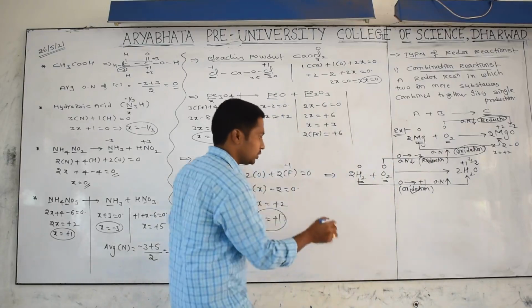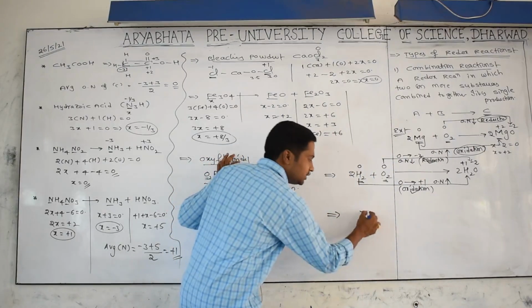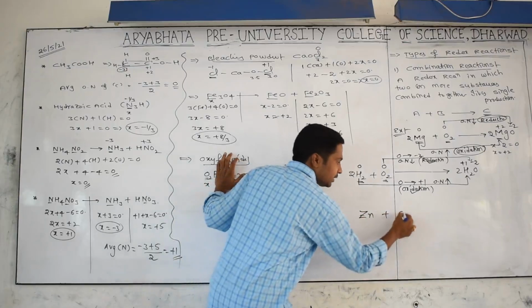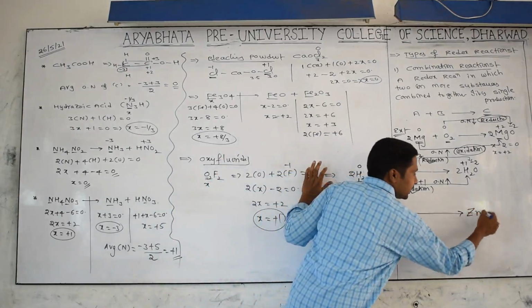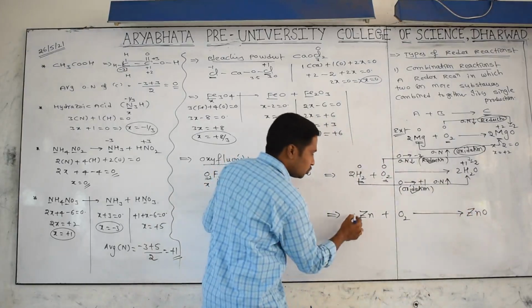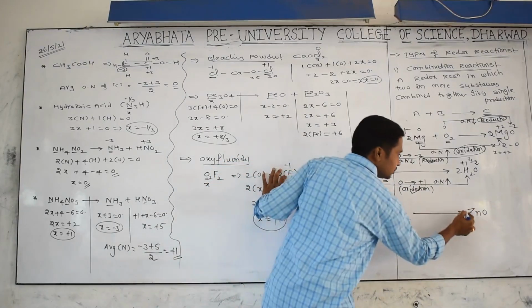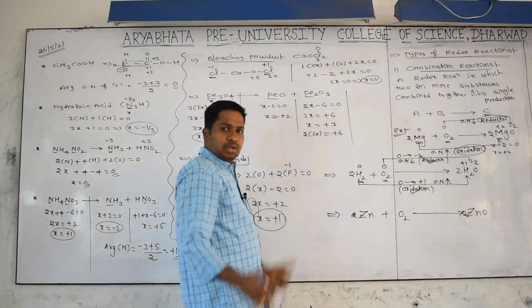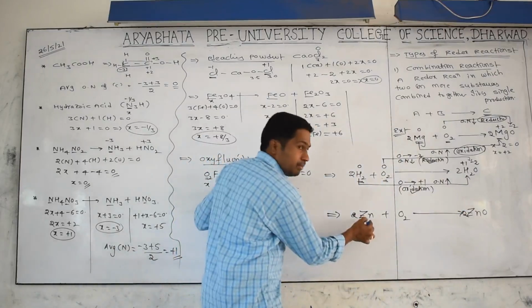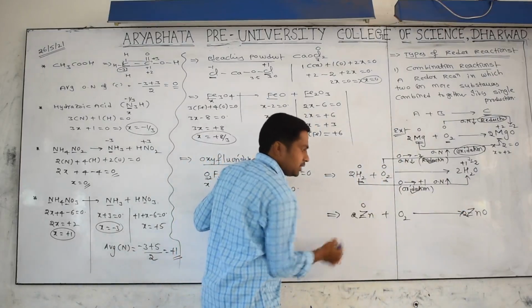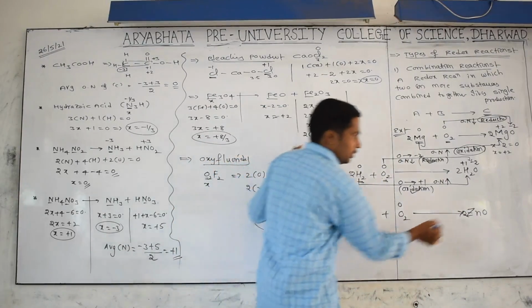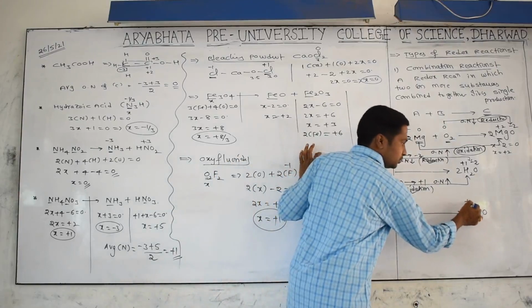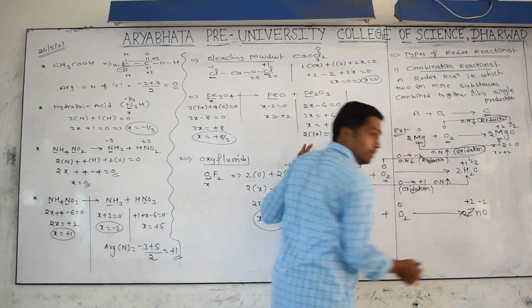I will tell you one more thing, look carefully. Zinc combining with oxygen gives zinc oxide. Take 2 moles here and 2 moles here. Check it very carefully. Zinc, a pure metal, has oxidation number 0. In elementary form, oxygen's oxidation number is also 0. But in the product, Zn is +2 and oxygen is -2.